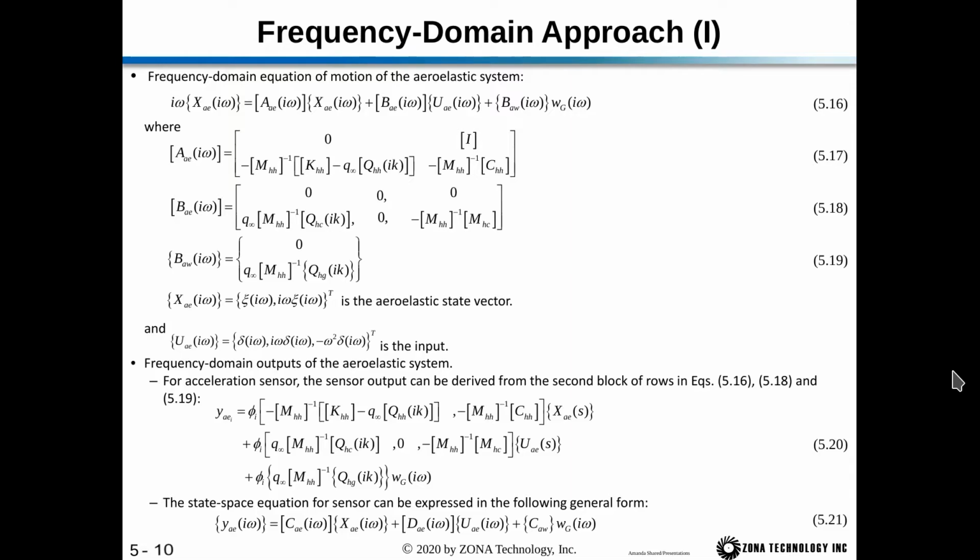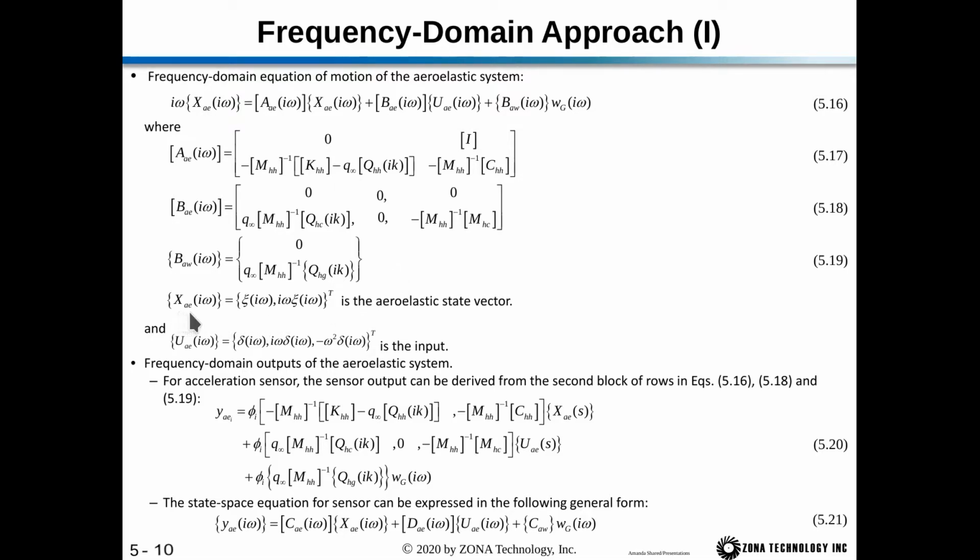So next we'll look at the frequency domain approach of ZAERO. The frequency domain equation of motion of the aeroelastic system is given in equation 5.16. And you can see this is analogous to the state space matrices from before. So our AAE is given here in 5.17. BAE is shown in equation 5.18. BAW, the GUST term, is given in equation 5.19.